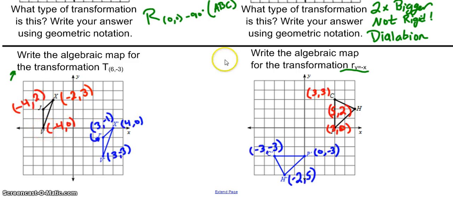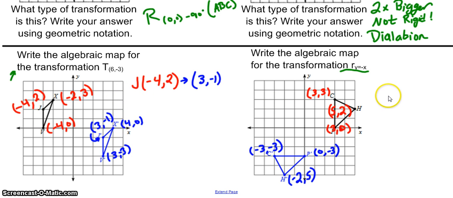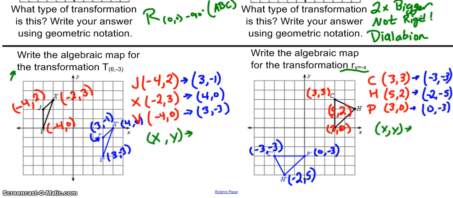Here are the answers. The next step to writing an algebraic map is to take all of our coordinates from the pre-image and the image and write them out very neatly, just like this. You can see that J, in red, the pre-image, was at -4, 2, but J prime, the image, is at 3, -1. Go ahead and finish this list for points X and V, and the other problem for points C, H, and P. When you're done, see if you can notice any patterns between the pre-image in red and the image in blue. Please try this now. Pause the video, and when you're done, the answers will come up in 3, 2, 1.